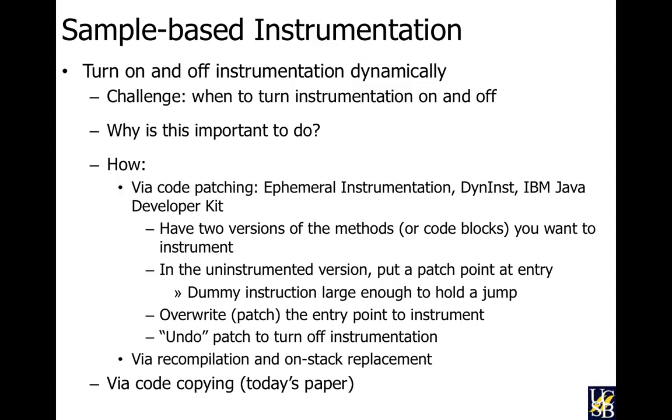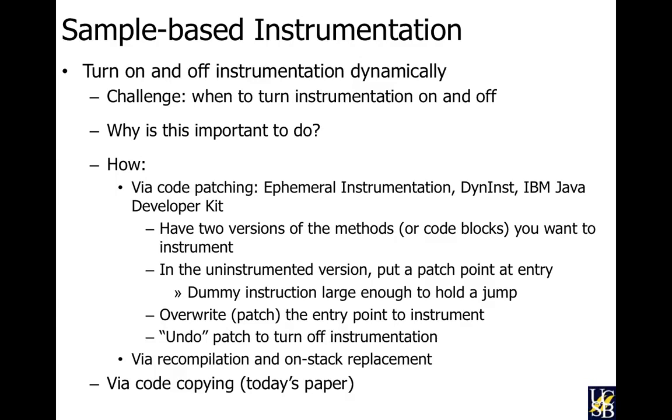So if you wanted to turn on and off profiling, think about what this means. This means that you have certain code that you're adding to the program, and we want to execute that code sometimes, and not execute that code other times. And so you can have two versions of the method, one with instrumentation and one without, and jump between them. You can have copies of basic blocks where some of the basic blocks are the same, except some have instrumentation and some don't.